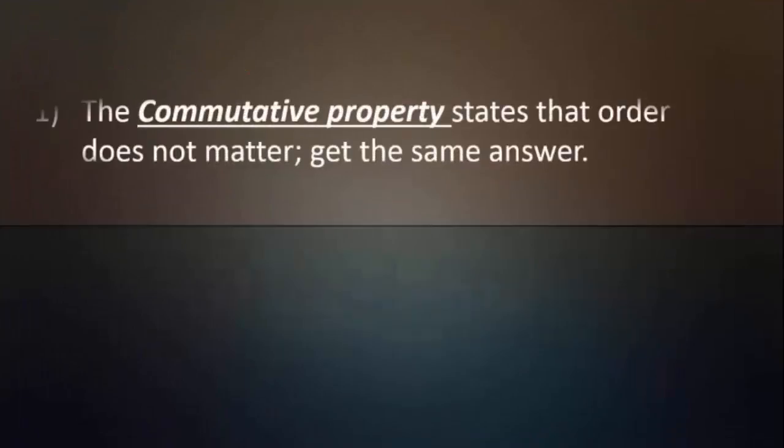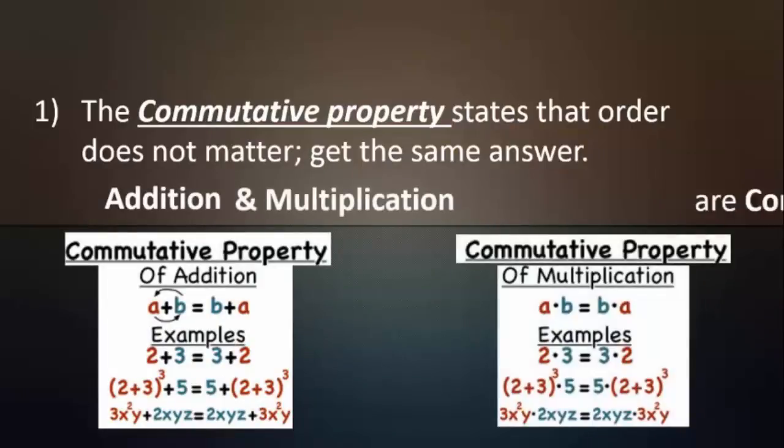The commutative properties state that order does not matter. You get the same results for the answer. Addition and multiplication are commutative.